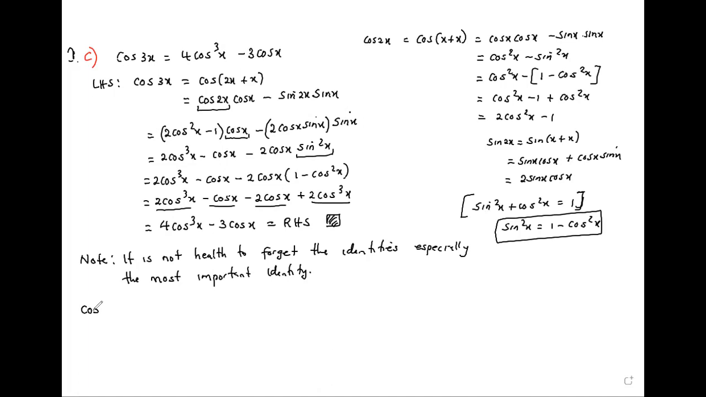Cos 2x is expanded in the manner we expand cos(A+B). This is cos A cos B minus sine A sine B. So if A is equal to B, and they're all equal to x, then you have this thing here.